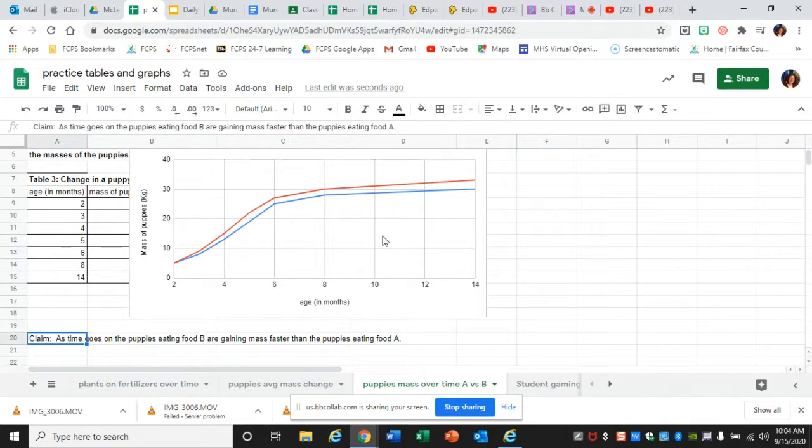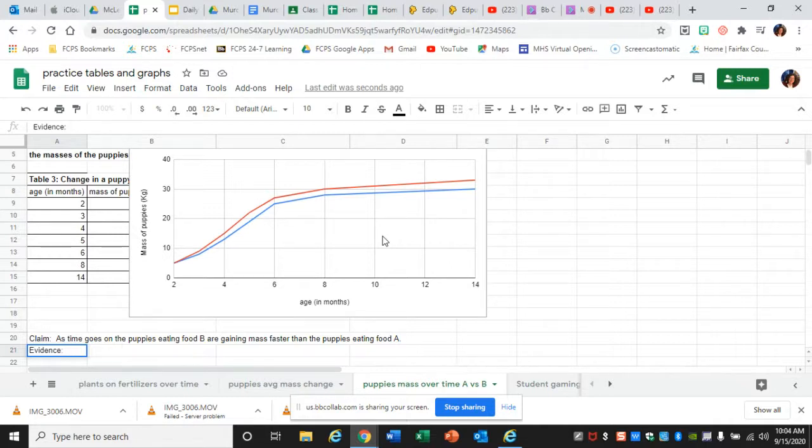Like exactly that, except that the claim is just the very first part of the conclusion. The second part of the conclusion is called evidence. This is a claim evidence reasoning problem. So we have a claim that the puppies eating food B are gaining mass faster than puppies eating food A. The evidence part is now you specifically look at the graph, look at the data, and state which parts of the graph and the data are supporting your evidence, right? So the hard data is what your evidence is.